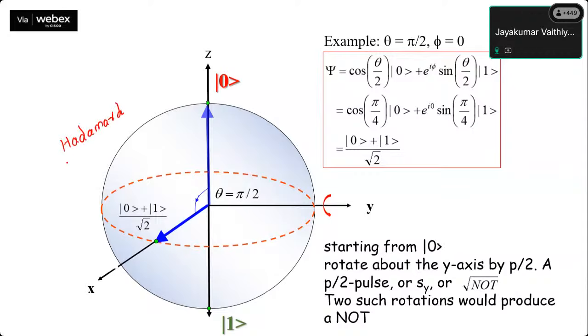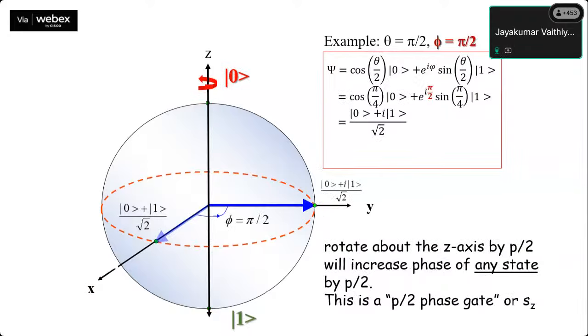What will the Hadamard gate do? It will create equal superposition. What is the meaning of equal superposition? Definitely, if you apply equal superposition, it will come to the equator, anywhere on the equator or the level of the equator. Then you apply the second angle psi equal to pi by 2. Now what happens? The sine component gets changed. The phase of your signal gets changed.